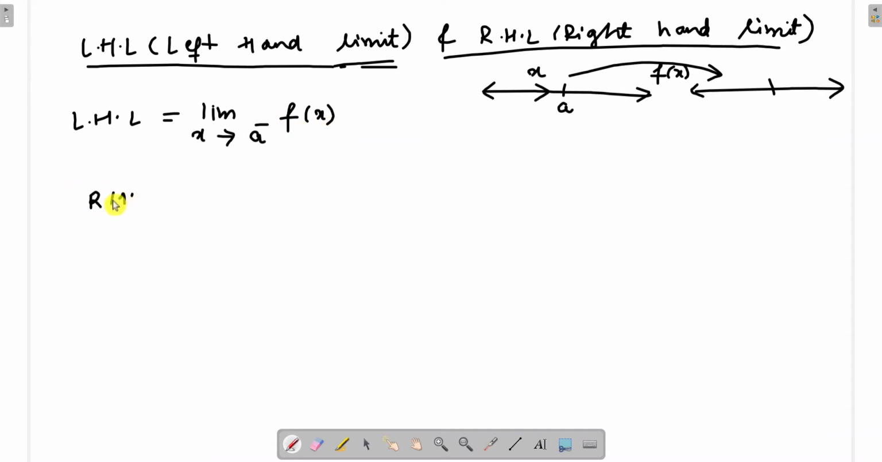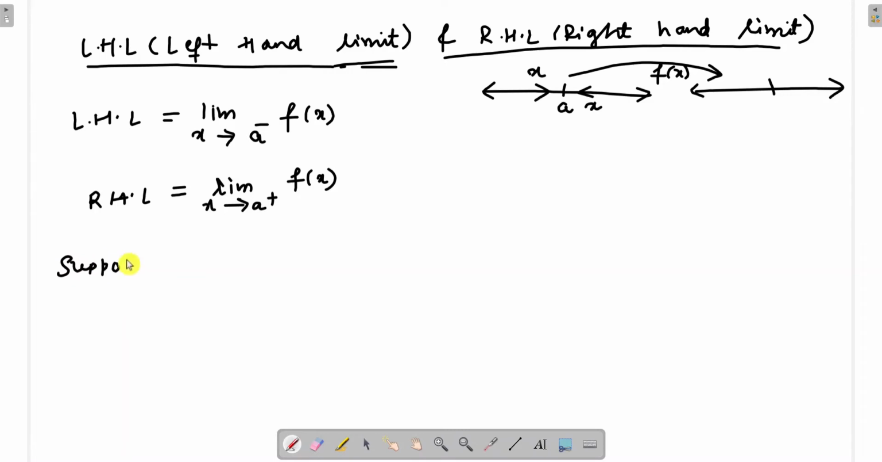Now similarly, the right hand limit is denoted as limit x tends to a plus of f(x). Here the values of x are on the right hand side of a. So x approaches a from the right hand side, and we denote it as limit x tends to a plus of f(x). This limit is called the right hand limit.